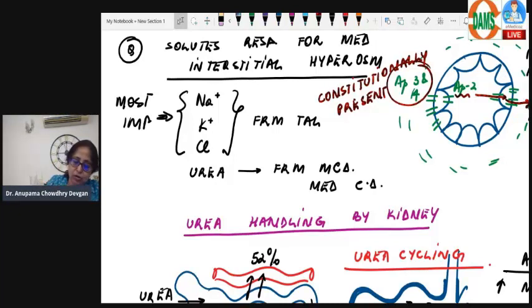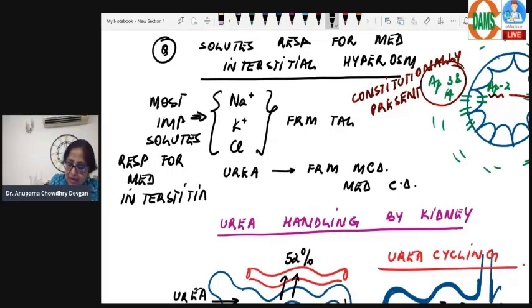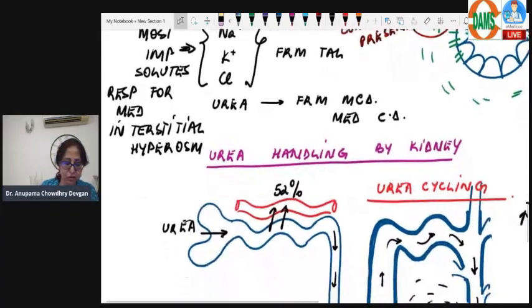Most important solutes responsible for medullary interstitial hyperosmolality is going to be sodium potassium chloride. Yes, these are the important solutes. But what contributes, what increases the medullary interstitial hyperosmolality is urea. Yes, urea also increases. Now, what is urea cycling?